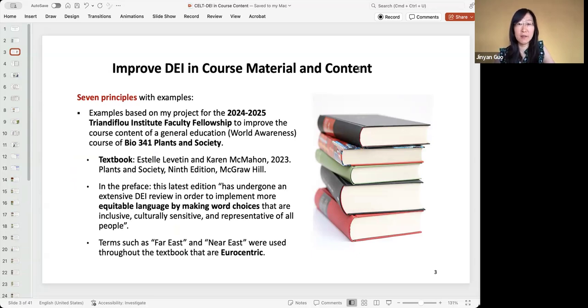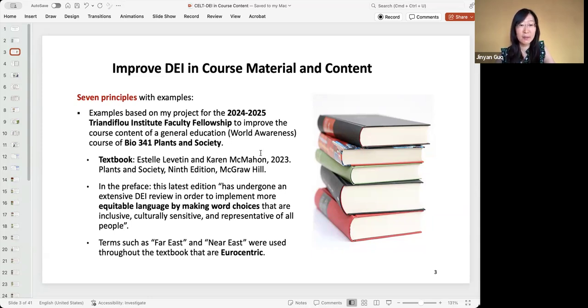this presentation. In this presentation, I will provide 7 principles, each with examples, to demonstrate how to improve DEI in course material. This project is part of my Triandiflou Institute Fellowship, to improve the course content of a general education course, Plants and Society. This course falls in both the science and world awareness categories in our general education courses.